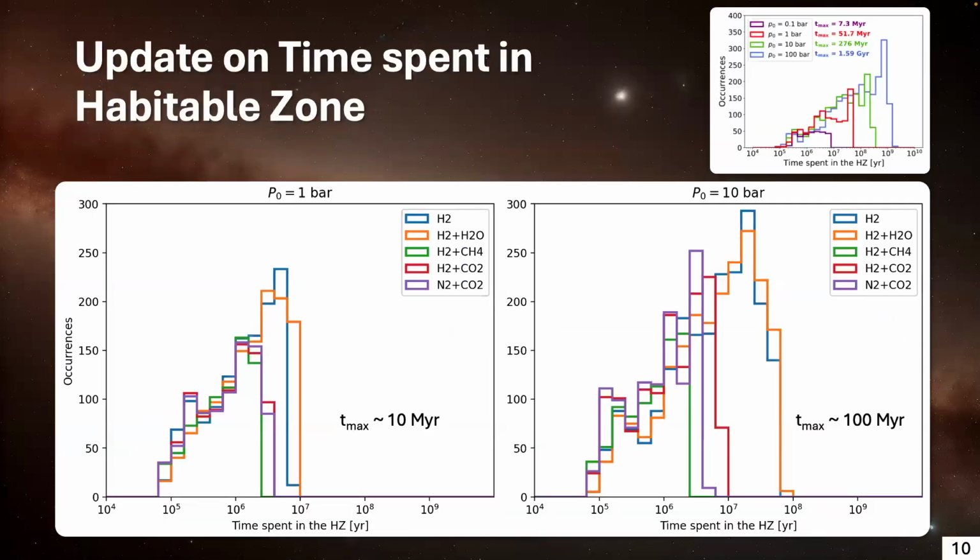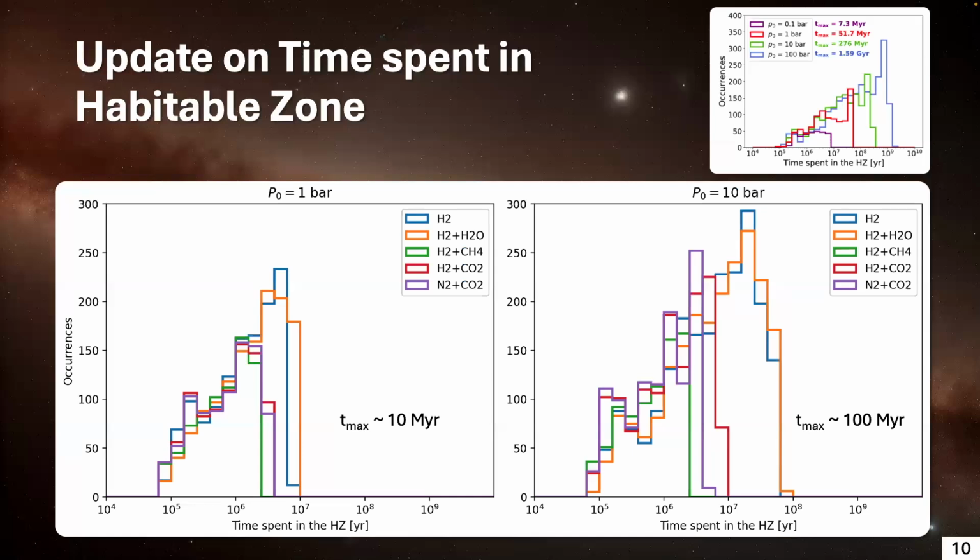And so I also updated here these plots on the time spent in the habitable zone. Yeah, we can again see that, of course, the hydrogen and the water case spend the most time in the habitable zone because they trap the heat most efficiently. And at least we get similar orders of magnitude.